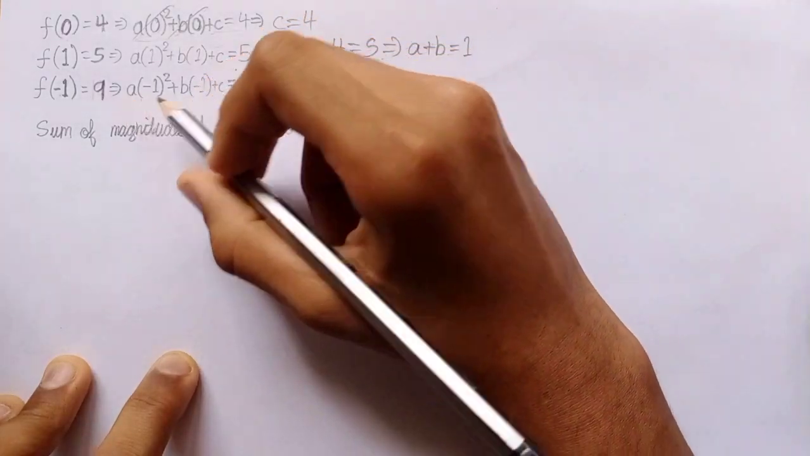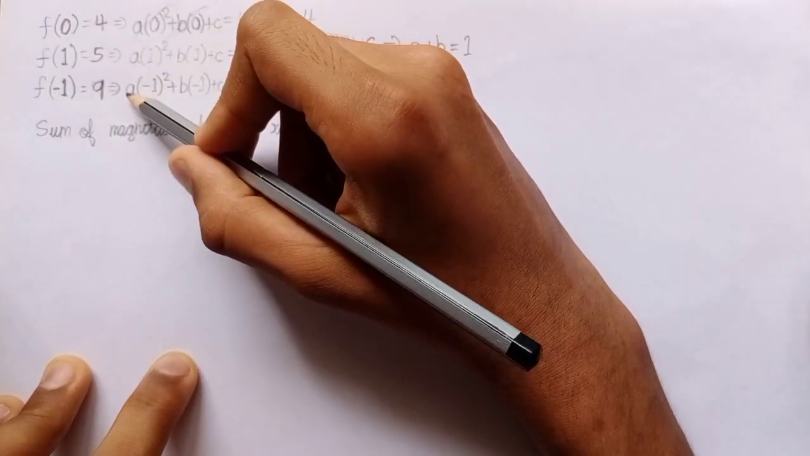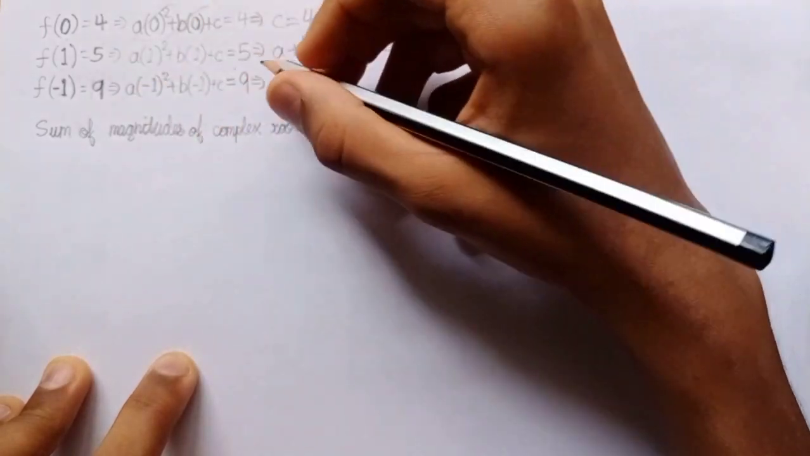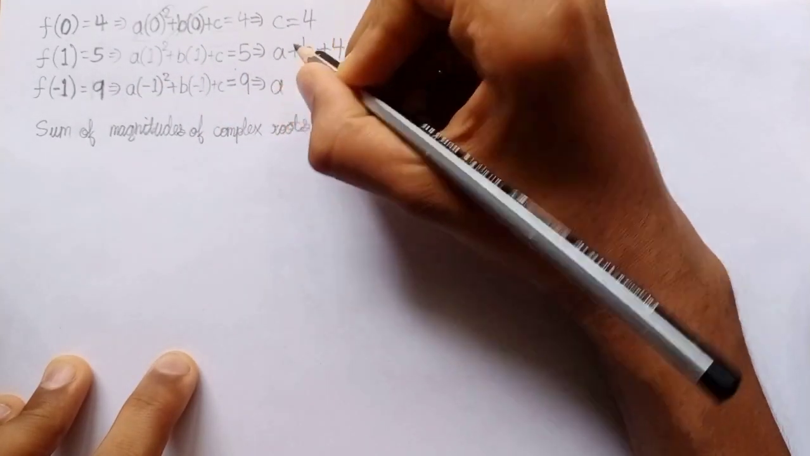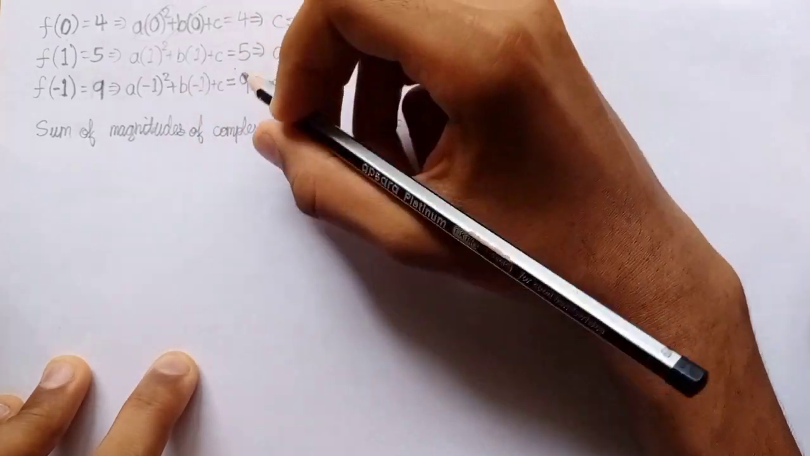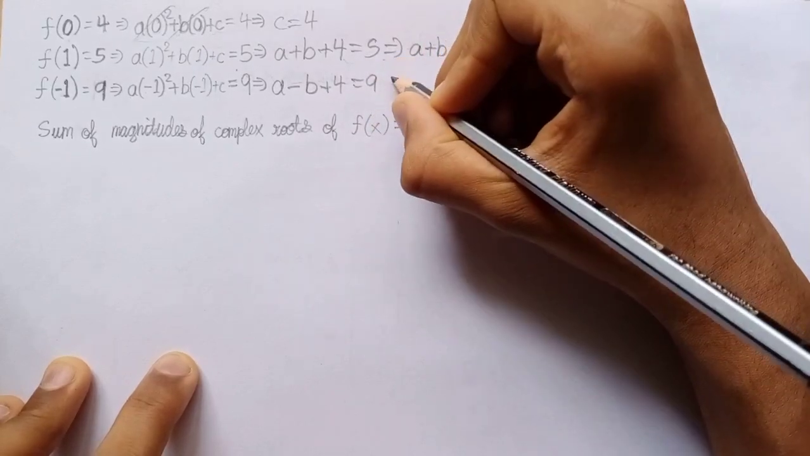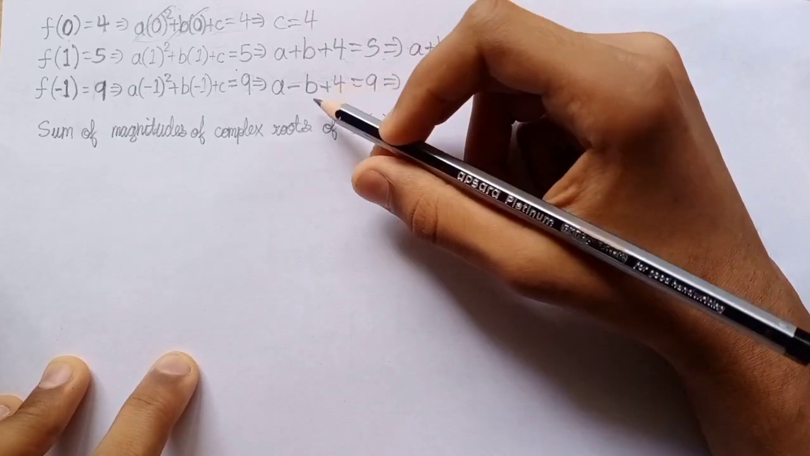Next we have this one, which is f of minus 1 equals 9. So a into minus 1 whole square, which is a into 1, which is a. Then b into minus 1 is minus b, and c is 4. And this equals 9. If we take 4 this side, we get a minus b equals 5.